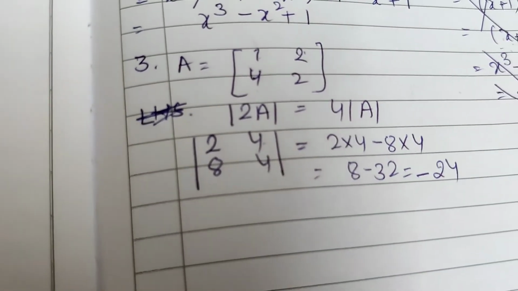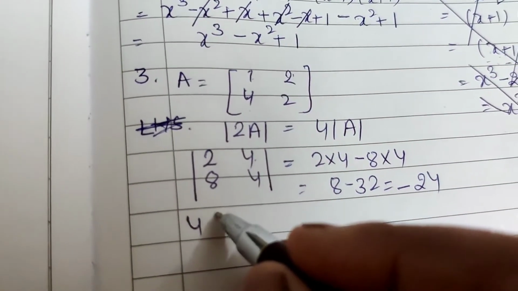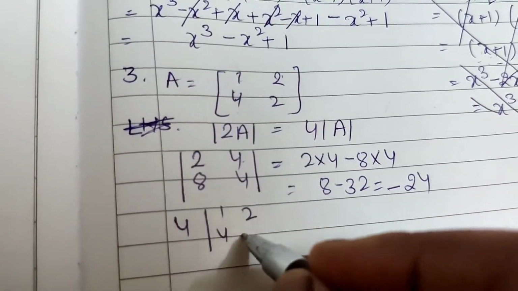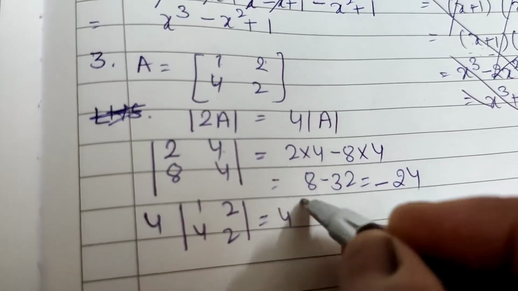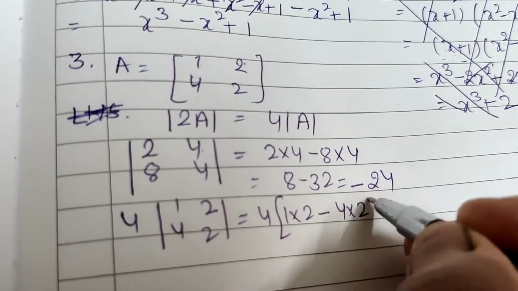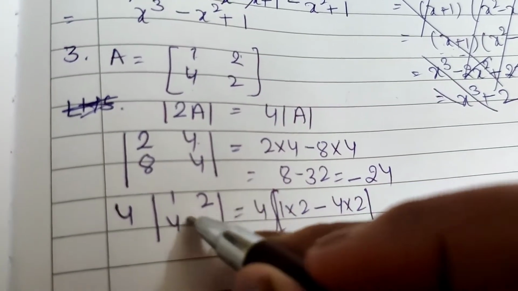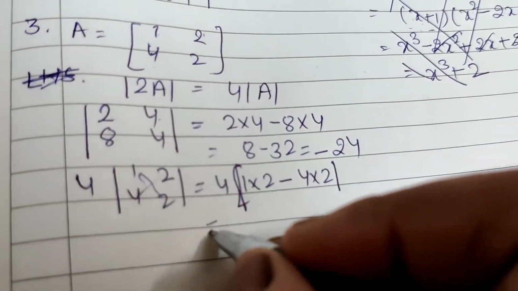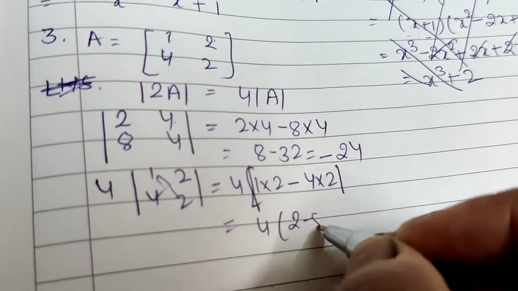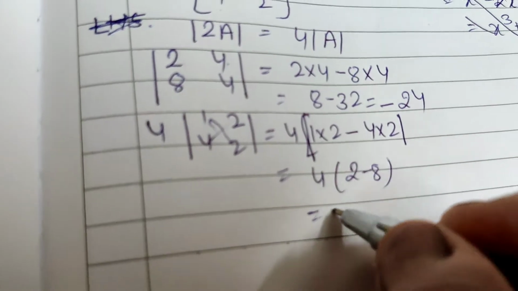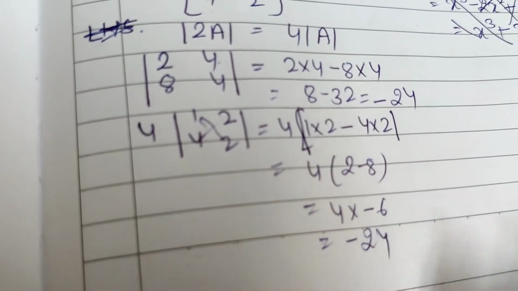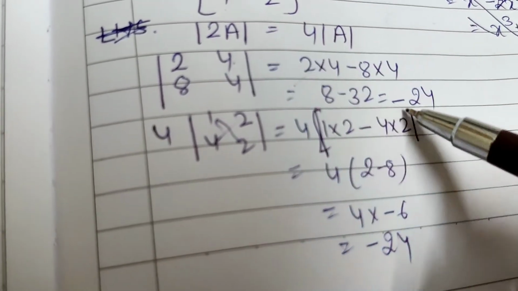And the RHS, 4 times determinant of A. The value, 1, 2, 4, 2. The 4 times 1 into 2 minus 4 into 2. Cross multiply. 1 into 2. It means 4 into 2 minus 8. 2 minus 8 is minus 6. Equal to minus 24. Hence LHS equals RHS.